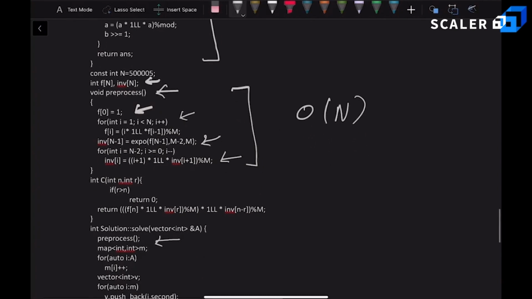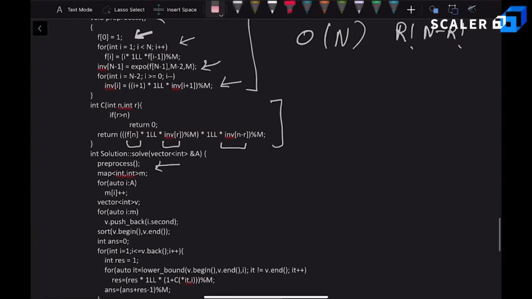And now calculating NCR is actually quite easy. If r is greater than n, we can simply return 0. Otherwise, we know that NCR is n factorial upon r factorial upon n minus r factorial. So we'll multiply factorial of n with inverse factorial of r with inverse factorial of n minus r, and that will give us NCR. So now we are forming the list f, which was storing all the frequencies.